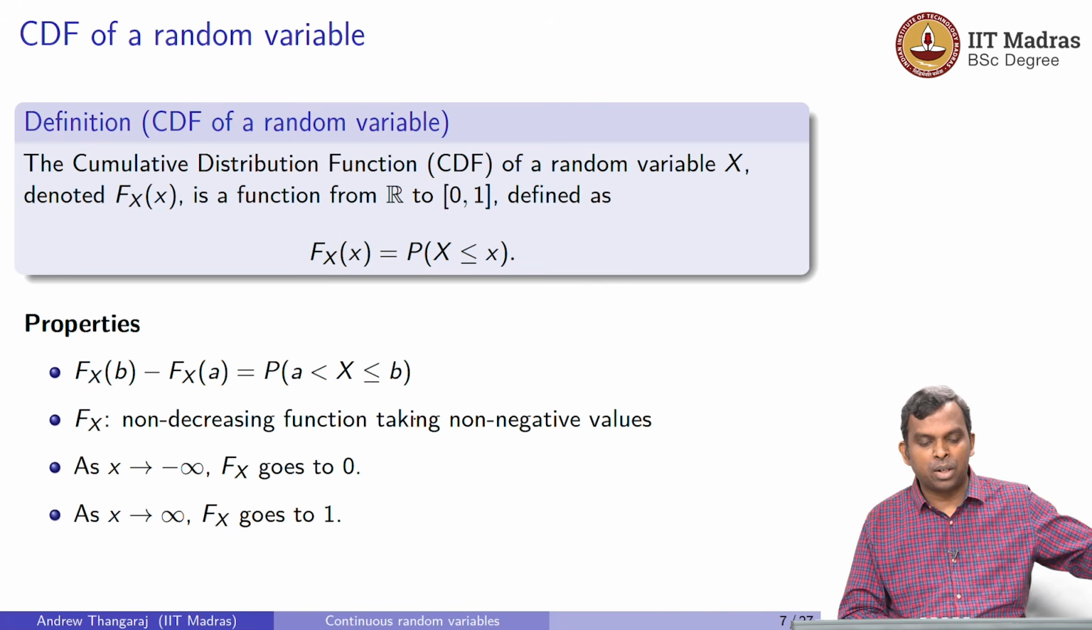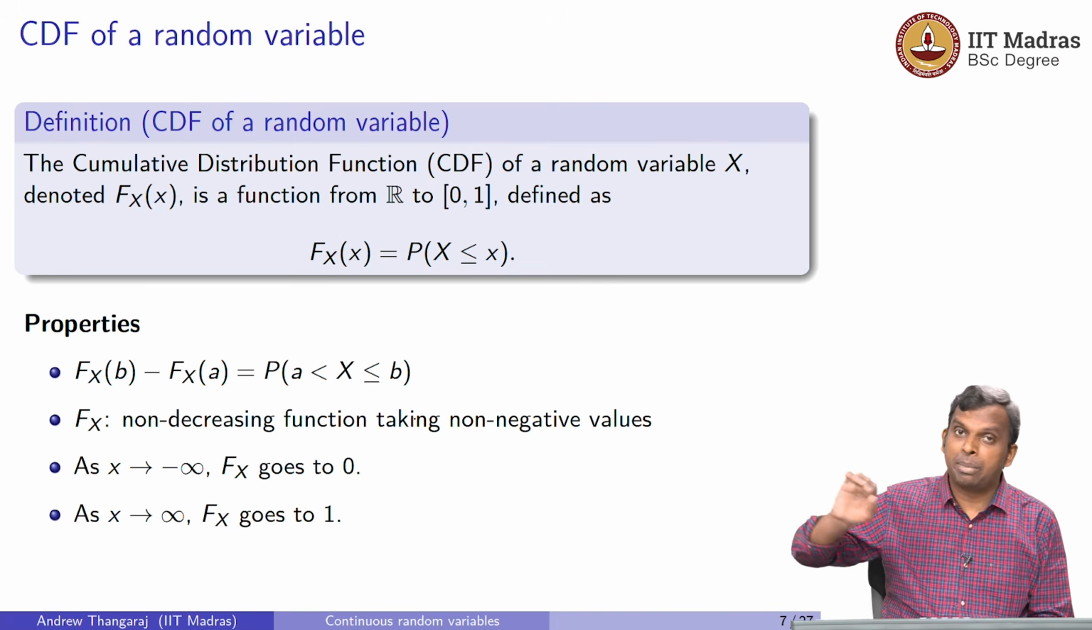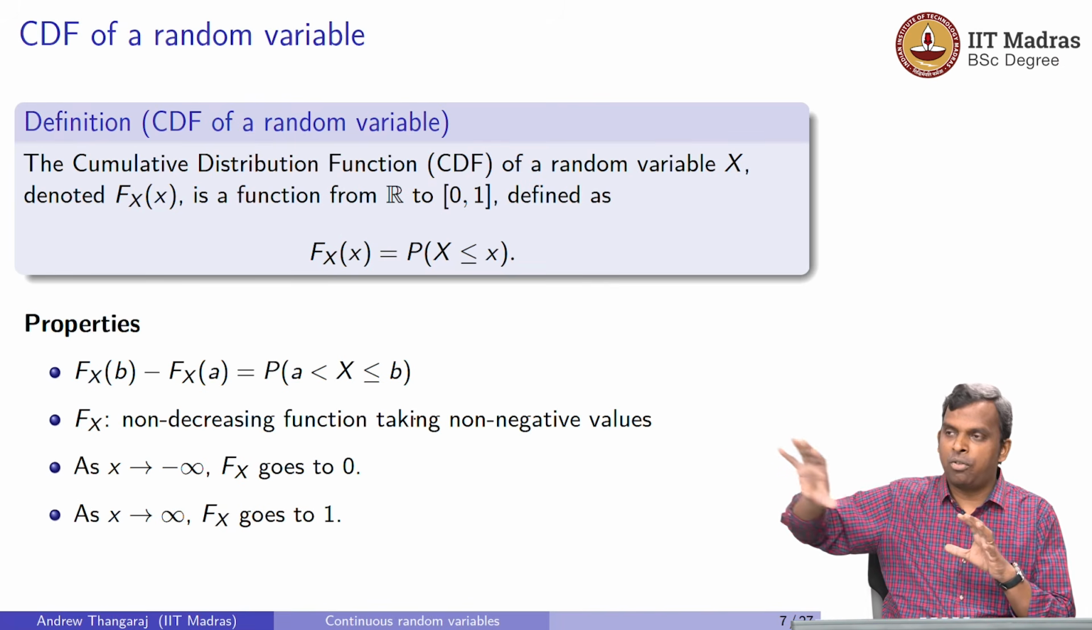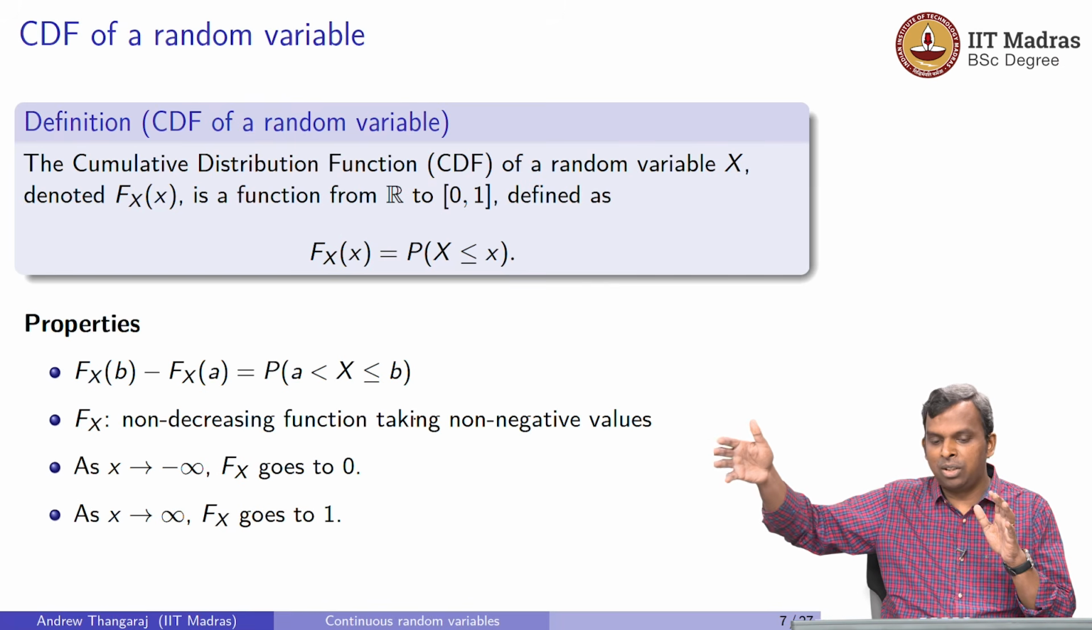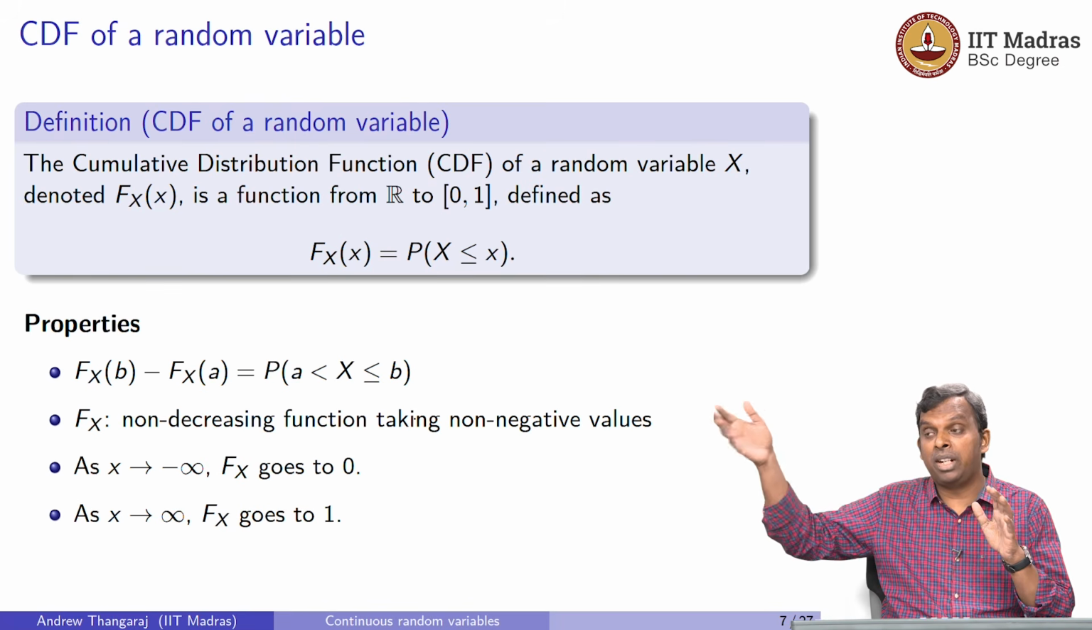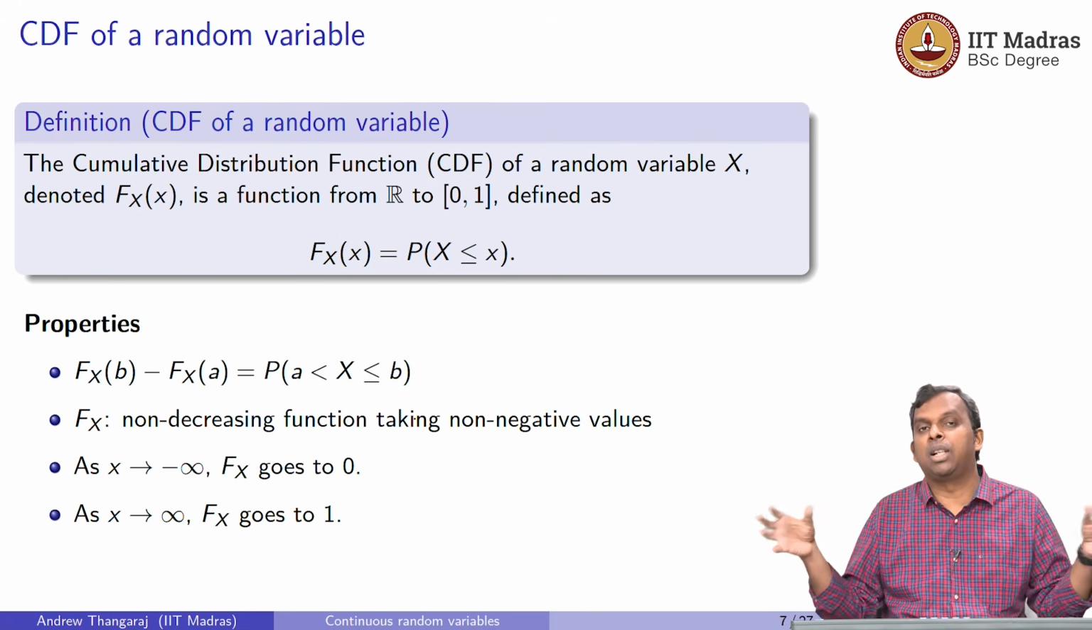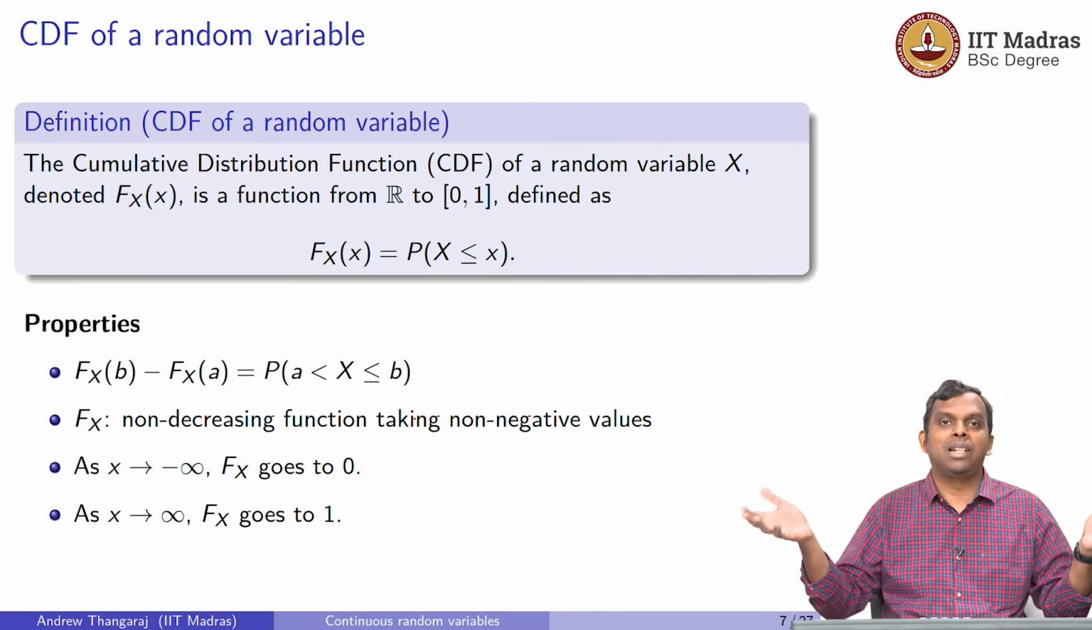So it starts at 0 at minus infinity. And notice what happens at plus infinity. If you keep moving off to the right, by saying x is less than or equal to infinity, you are including all the possible values that x can take. So that probability is simply 1.